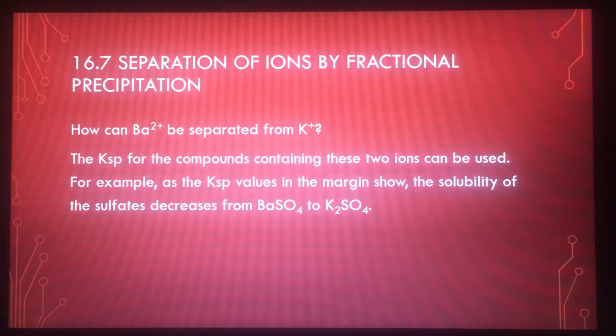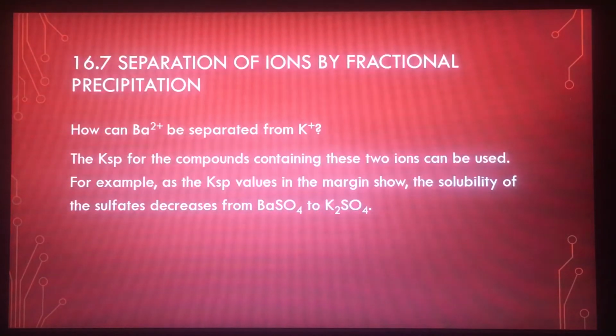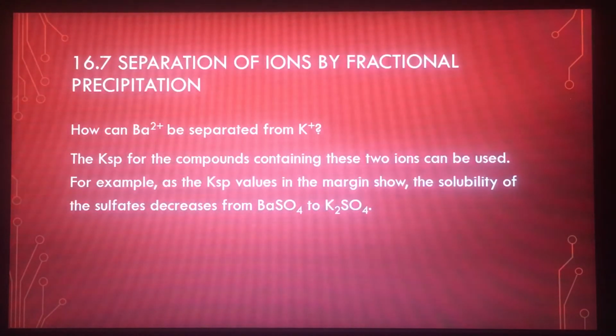And we are separating now only the ions, since one has barium, one has potassium. They have the same anion counterpart, which is sulfate ion. So how can these two ions be separated? We will take a look at their Ksps, or the solubility product constant. The Ksp of barium sulfate and potassium sulfate will be used in the separation of ions.